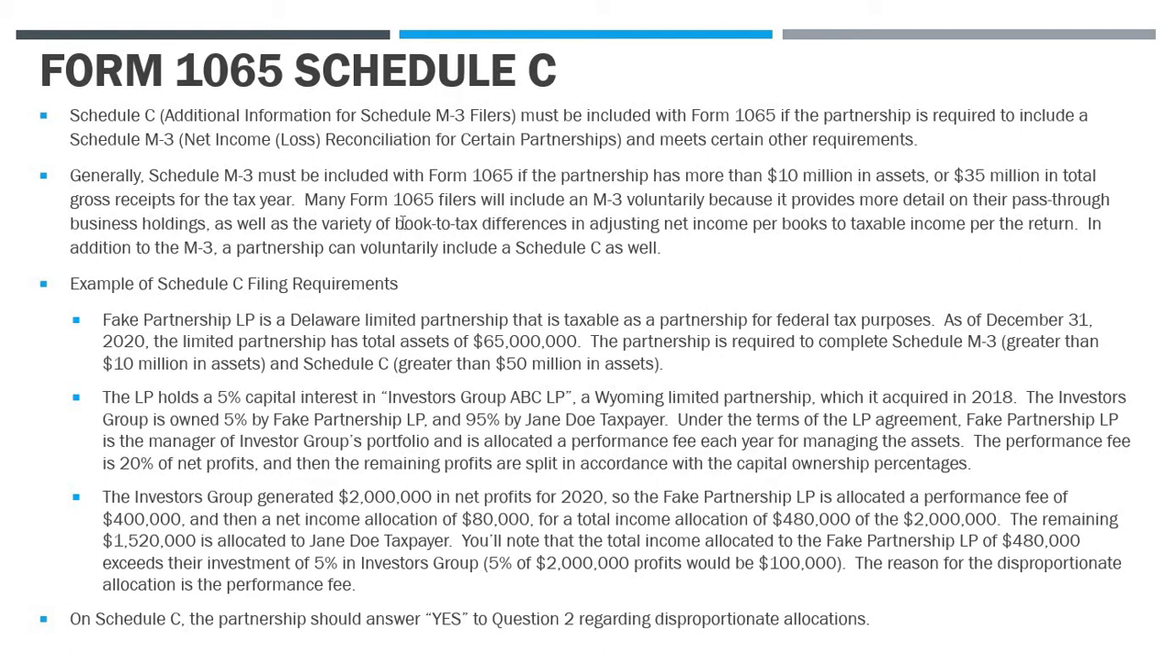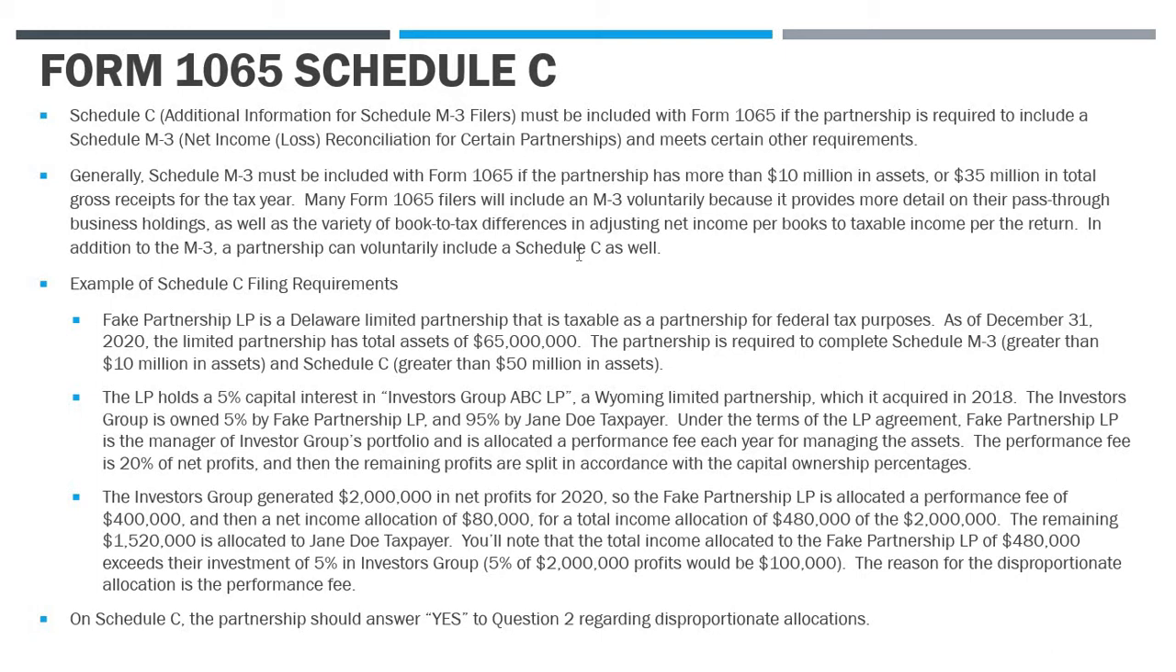But also many 1065 filers will include an M3 voluntarily because it provides more detail on the book to tax adjustments for a partnership, as well as more detail on any pass-through interests it might have. And so for that reason, a lot of companies and preparers prefer to use the M3 rather than the M1, just because it provides some more detail for the reader. But again, you can include it voluntarily, and a Schedule C can be included voluntarily as well if needed.